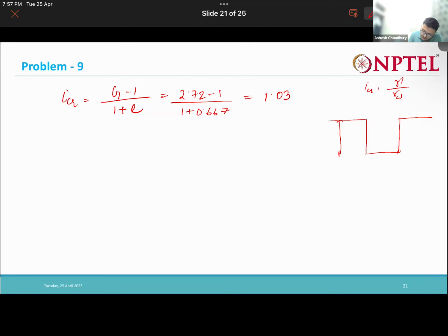Now, what is i? Hydraulic gradient i is nothing but head loss by length. So we can write that i is head loss by length. So from here, if I put it, my head loss h will come out as 1.03 into 3. How much is it? 3 into 1.03. 3.09 meters. Right?